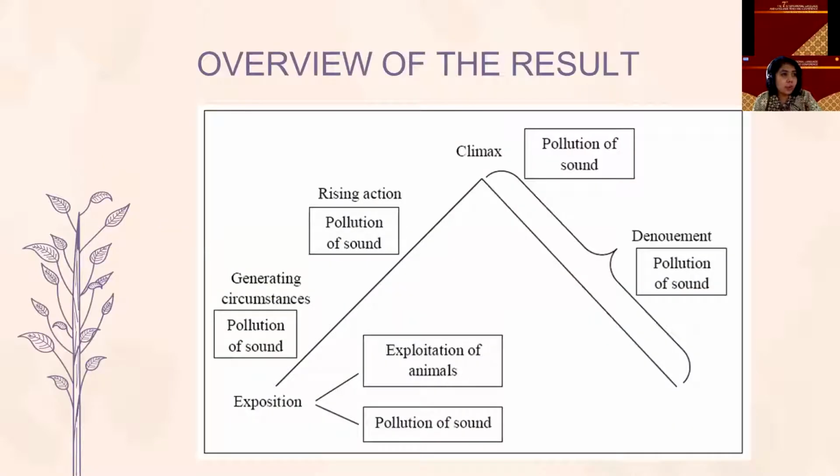Here is the overview of the result. Before we go to the details, we might see that in exposition, there are two environmental issues raised by the author. The first one is exploitation of animals, and the second one is pollution of sound. Here we can also observe that pollution of sound is raised in every stage of the plot. So we might see that pollution of sound is the main issue which becomes the author's concern in this novel.